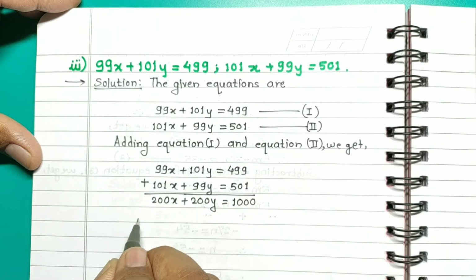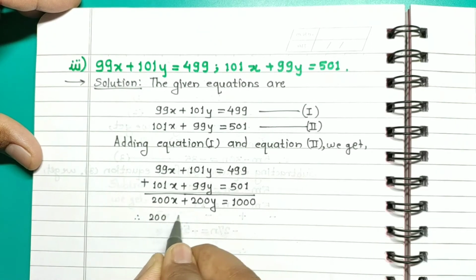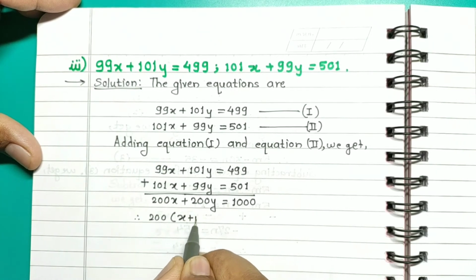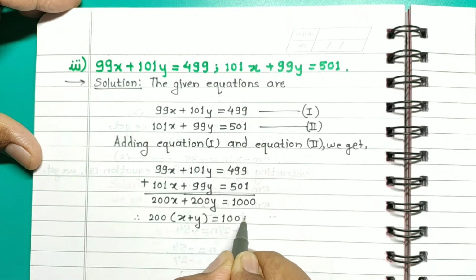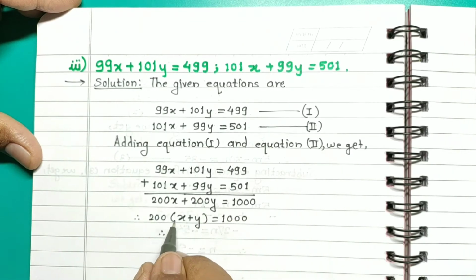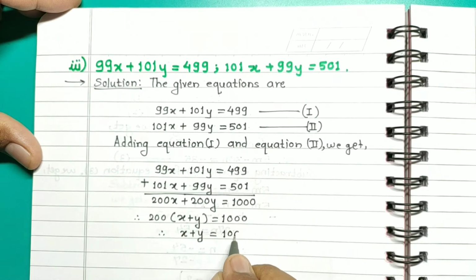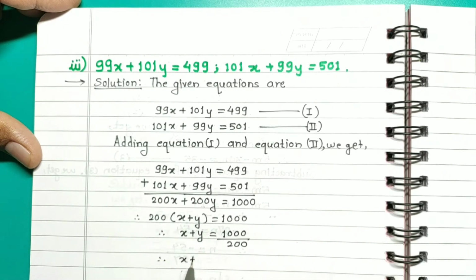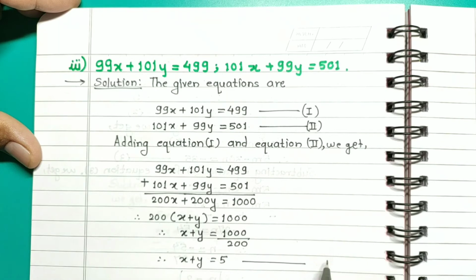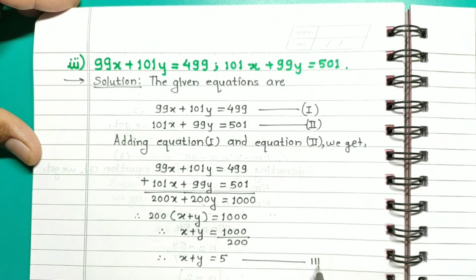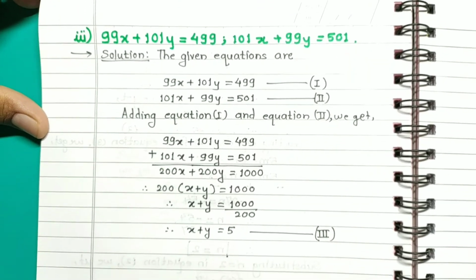Now taking 200 common from both the terms, we have 200(x + y) = 1000, and now this 200 is multiplied to the bracket. So on shifting to RHS, it will divide RHS, and therefore x + y = 1000/200. These two zeros get cancelled, and 10 by 2 will give us 5. So x + y = 5 is the simple linear equation in two variables x and y.